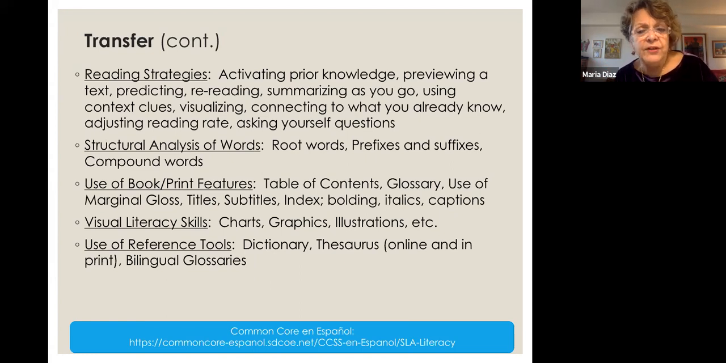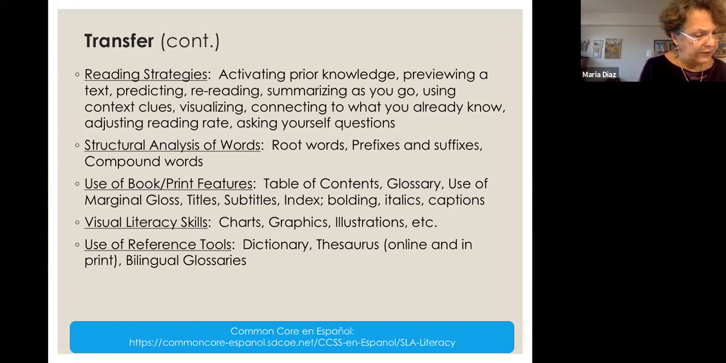They'll be able to read a chart. They'll be able to understand graphics and illustrations if they've done that already with their L1. And reference tools, certainly a dictionary, a thesaurus, bilingual glossaries, all of those are skills that if you have them in your first language, the transfer is that much easier.